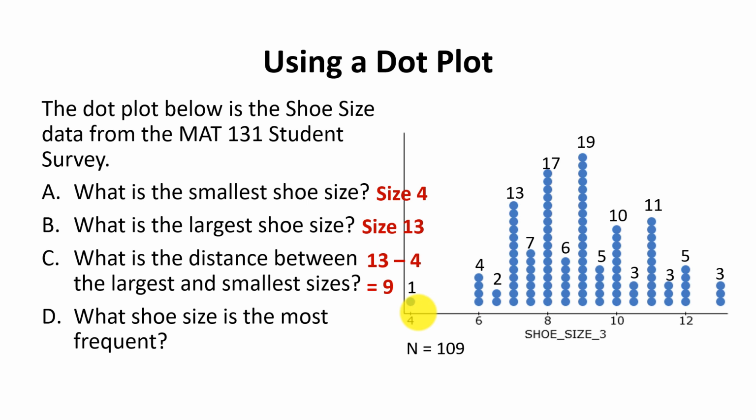D. What shoe size is the most frequent? This is also known as the mode. In this case, we see that the largest frequency is a 19. So there were 19 shoe sizes of 9.